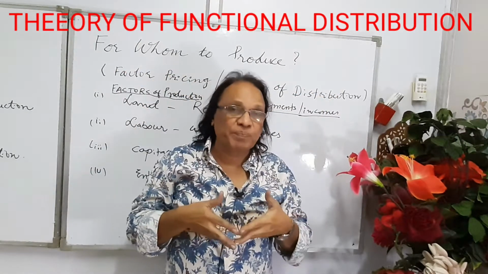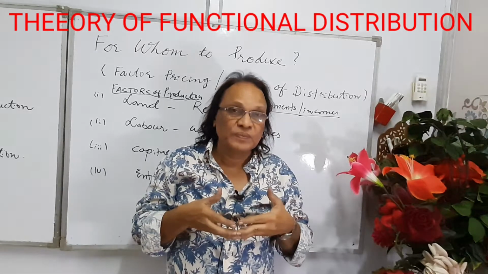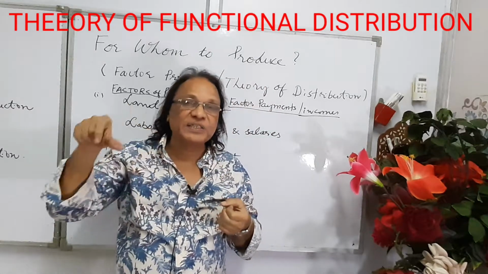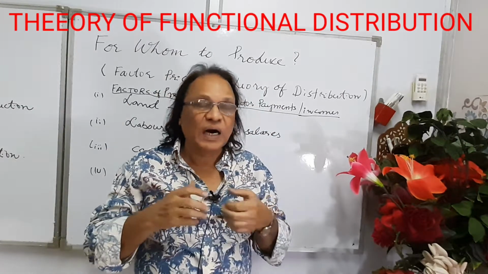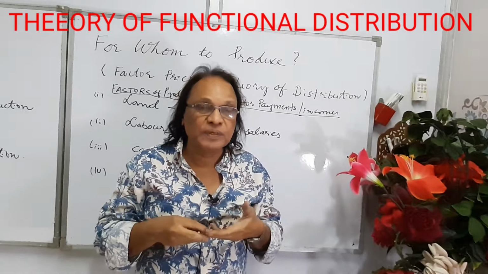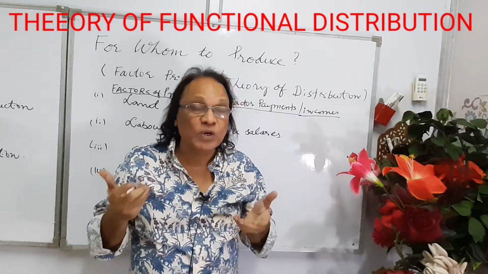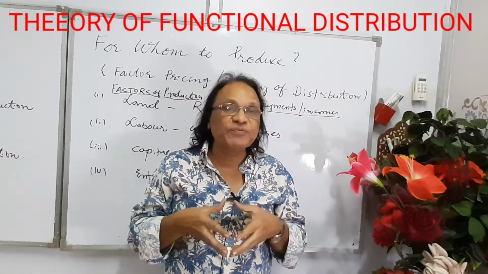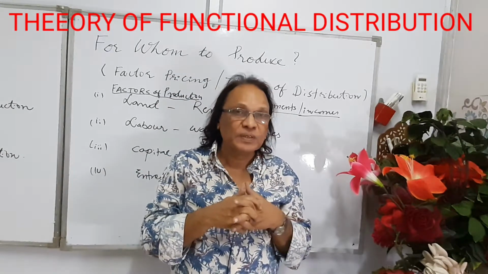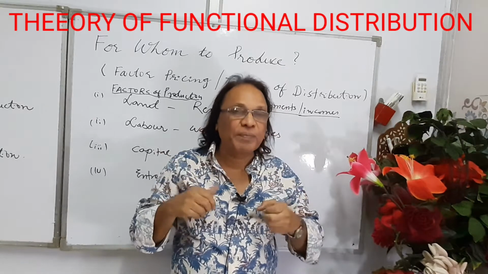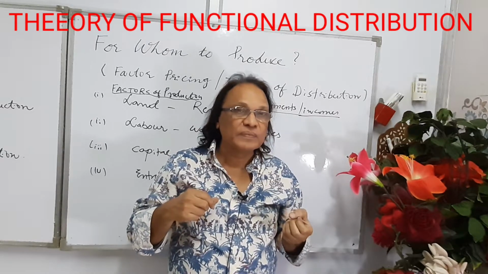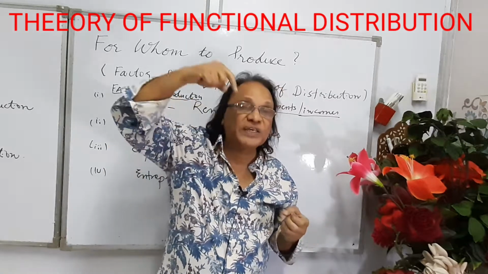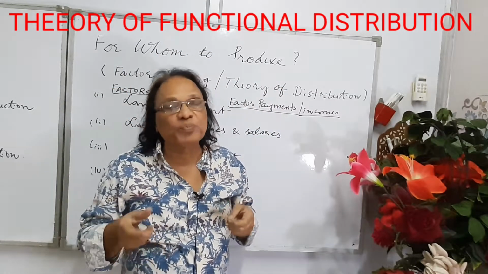What to produce is simple. We decided we need more of necessities than luxury goods. How to produce also we decided: labor intensive rather than capital intensive, because plenty of labor is available in India. What exactly is for whom to produce? Please keep in mind, for whom to produce means for which section of this society we have to produce the goods.